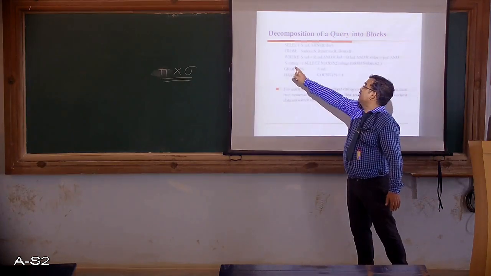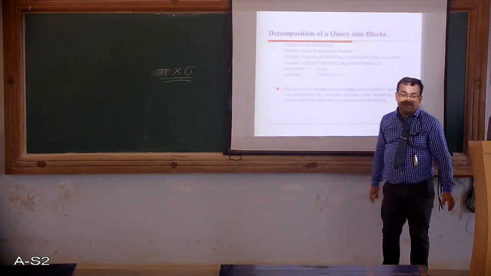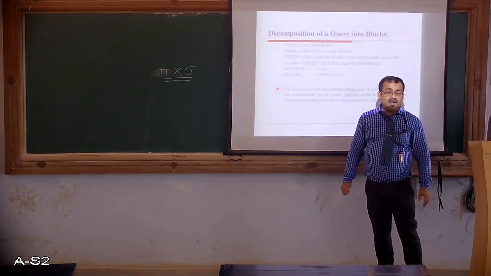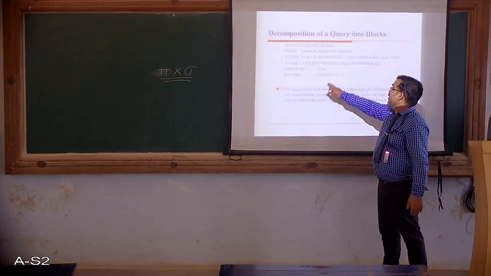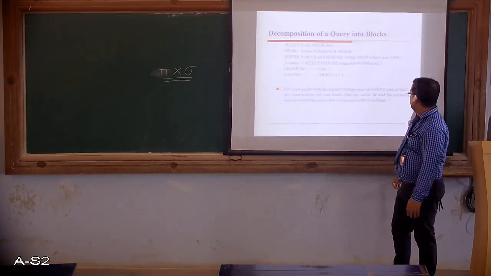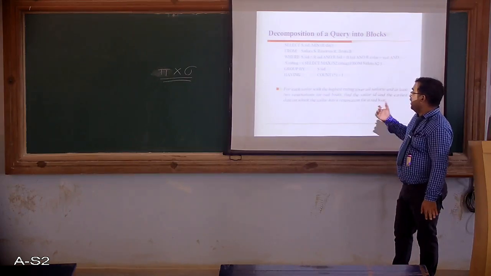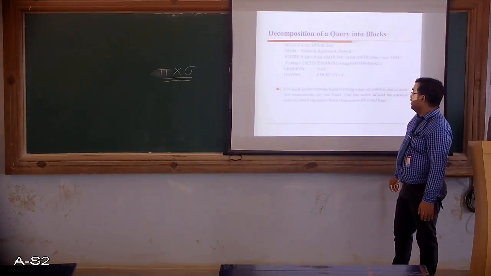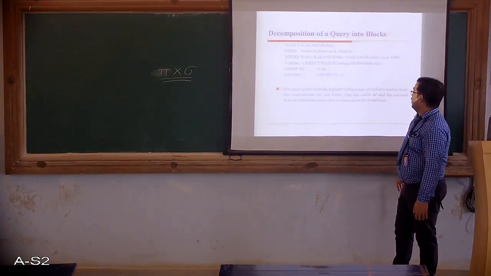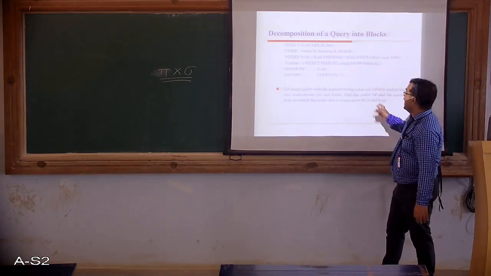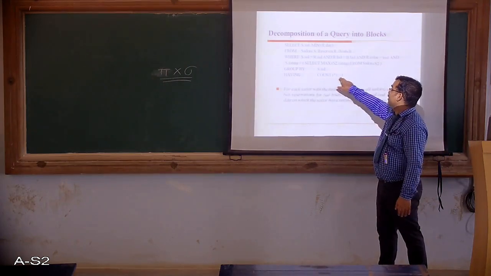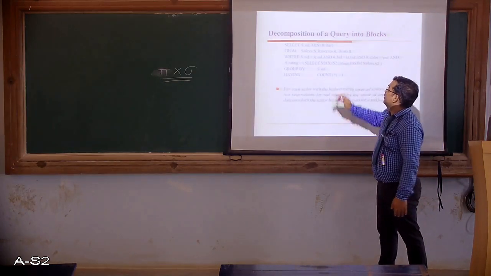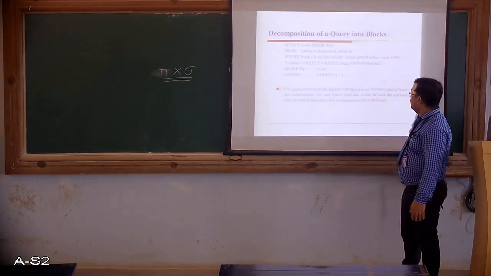And the sailor rating is the maximum sailor rating from the sailor table. So this subquery selects the maximum sailor rating from the sailor table, group by the sailor ID, and count is greater than 1. Okay? So here what it is doing is selecting sailors with the highest sailor rating, and each of them has at least two reservations. See, this count greater than 1 means there has to be more than one reservation, right? That is, the count has to be greater than 1.